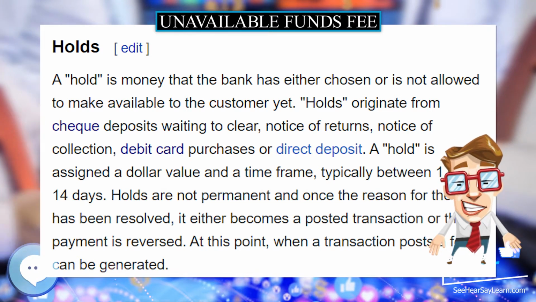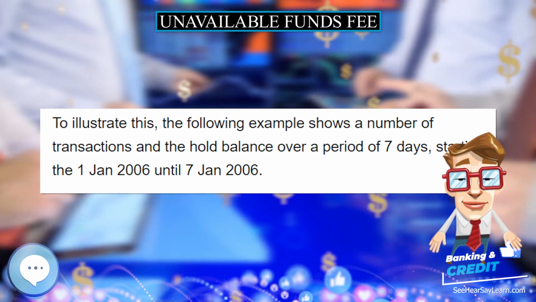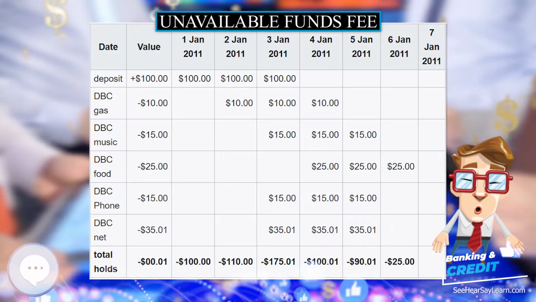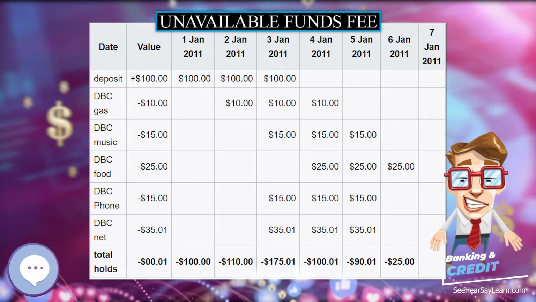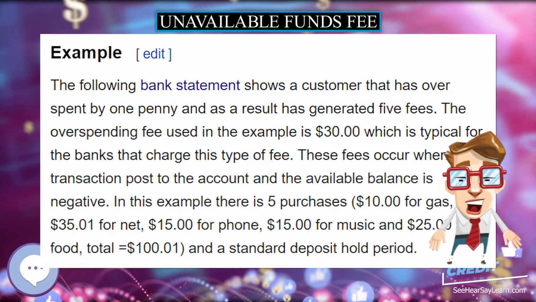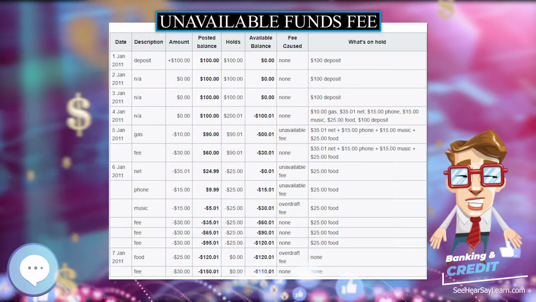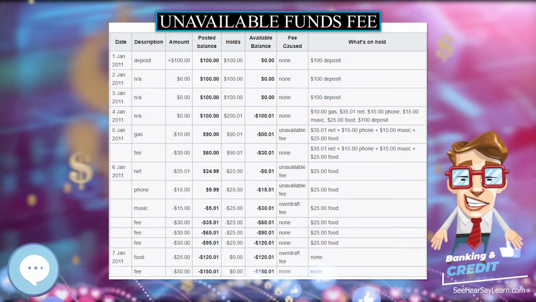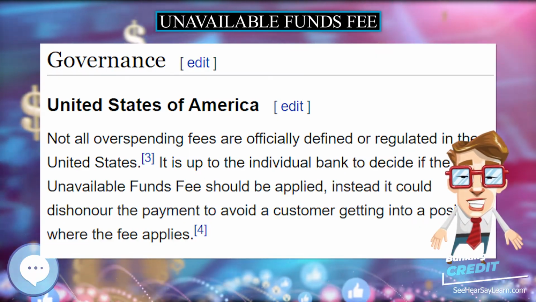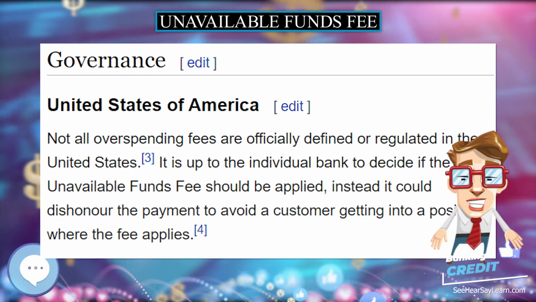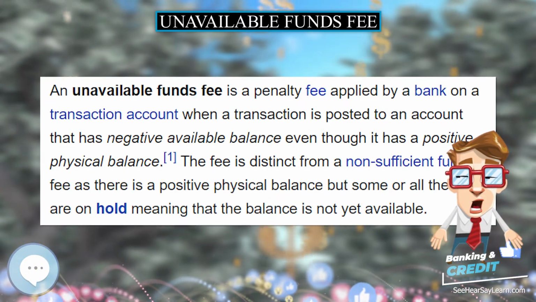Overview. The unavailable funds fee, not to be confused with the non-sufficient funds (NSF), overdraft, exceed hold or over limit fees, is a fee that results from a transaction that posts to a negative available balance and a positive physical balance, as applied to a demand deposit account, usually a checking account. The fee is typically applied at the end of the business day, as most banks process transactions at the end of each business day. An account has two distinct balances, a posted balance, or physical balance, and an available balance.